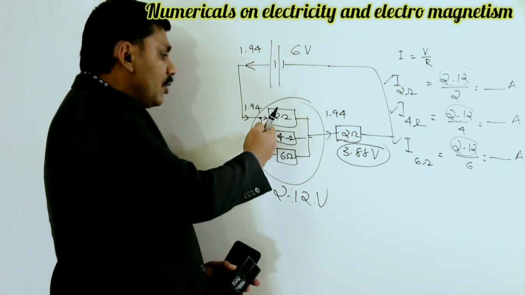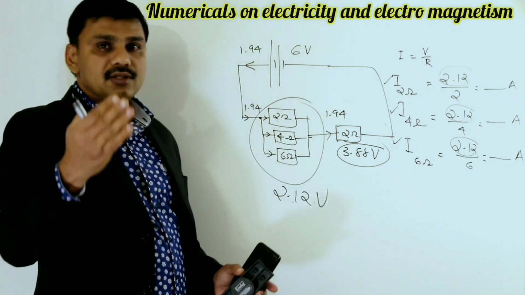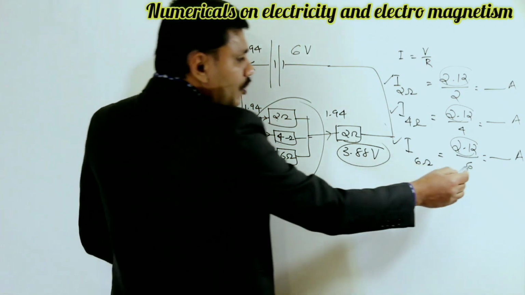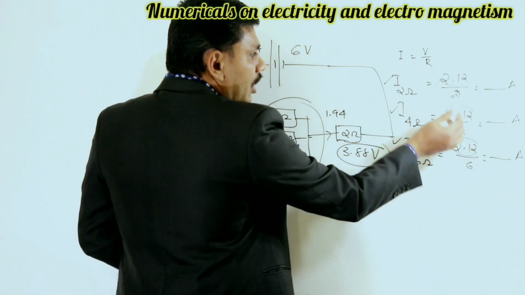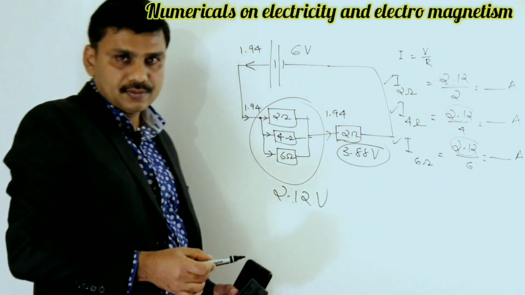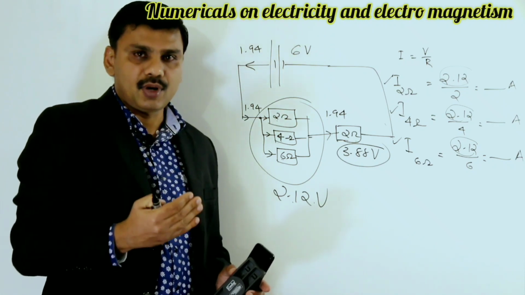Then you can find out through which resistor the current is maximum and current is minimum. So if the resistance is more, current will be minimum here. If the resistance is less, current will be maximum here. So these are the types of questions from electricity problems.